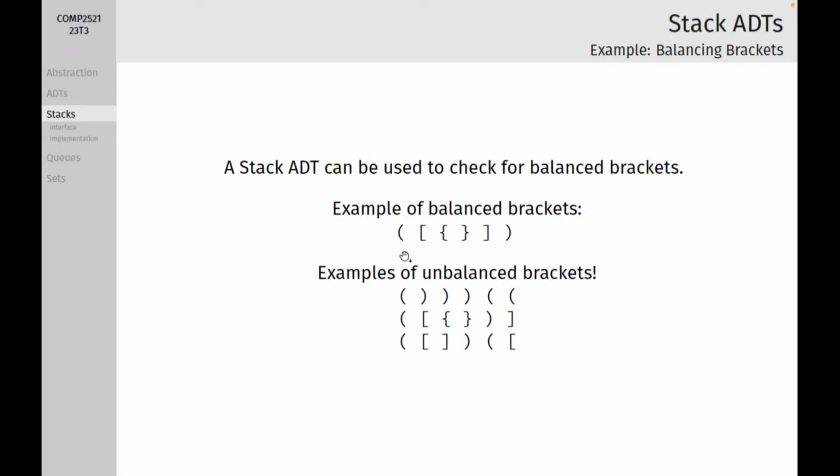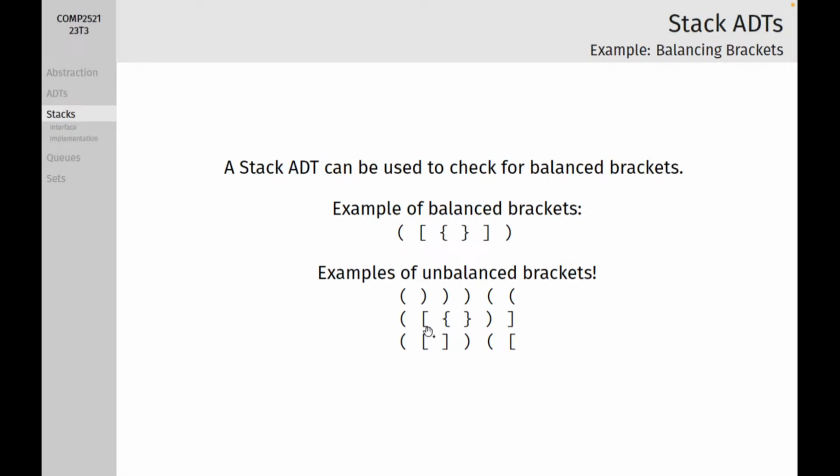Right, and here are some examples of unbalanced brackets. In the first example, we have a pair of matching brackets, an opening bracket and a closing bracket, but then we've got a few extra closing brackets. This is unbalanced because there's no opening bracket earlier to match them with. So even though the number of opening and closing brackets is the same, this is unbalanced.